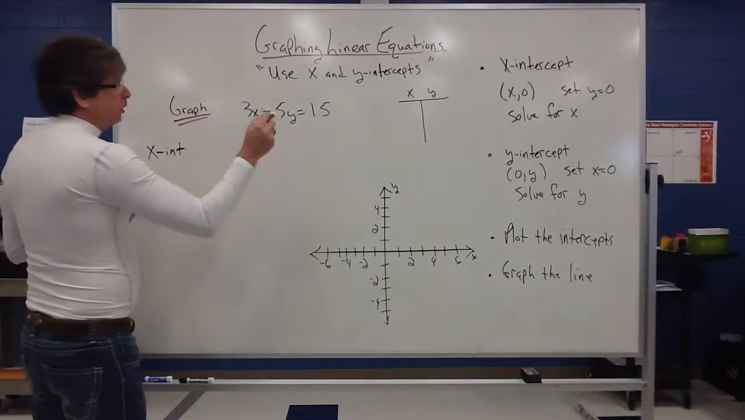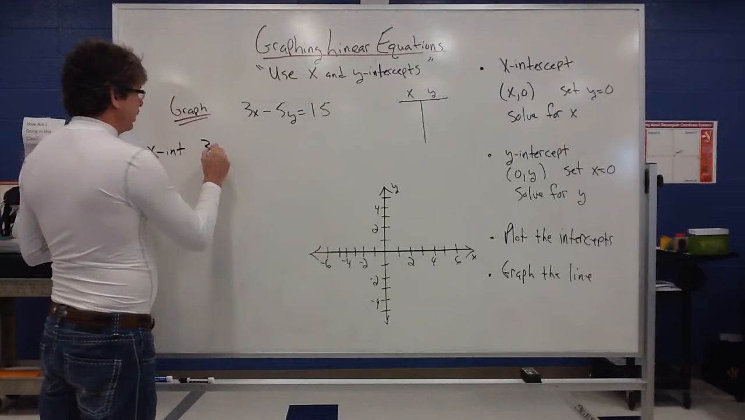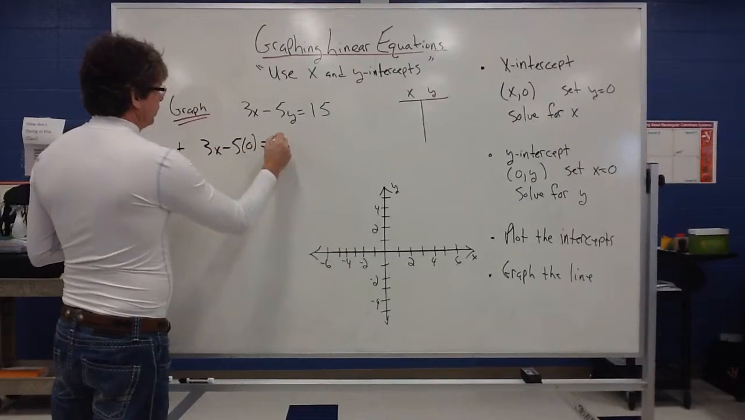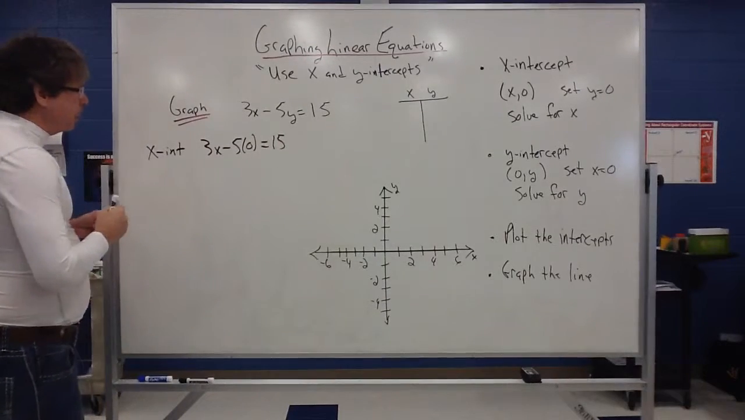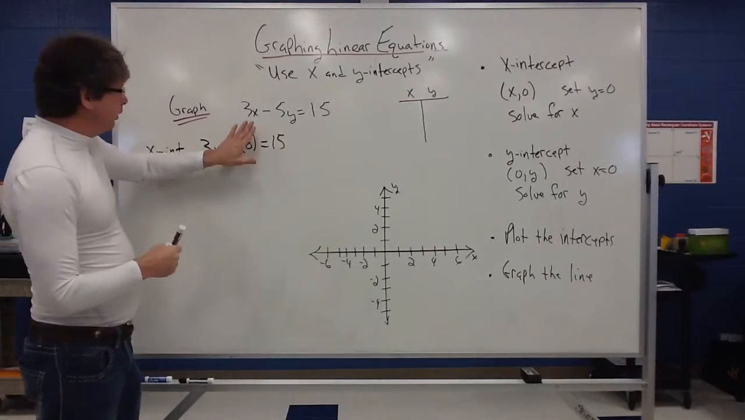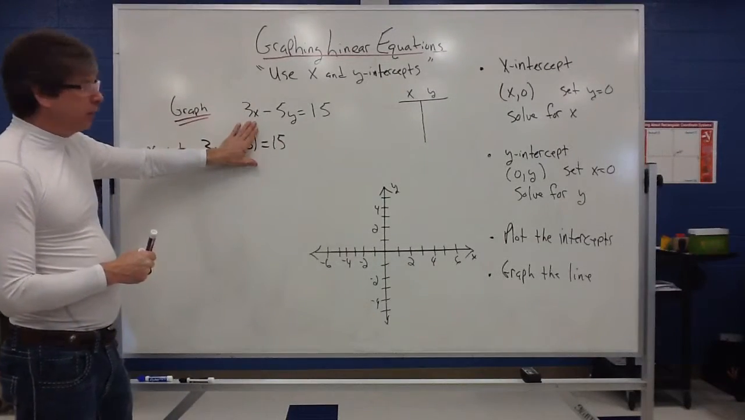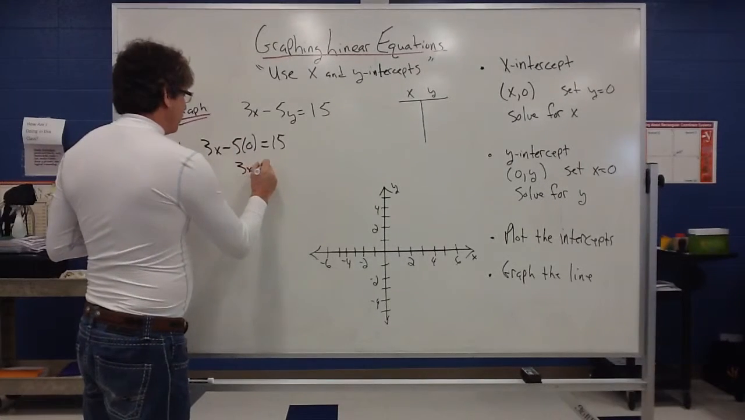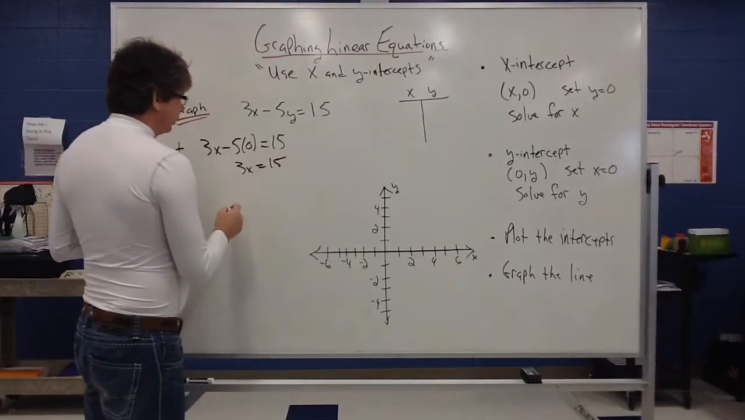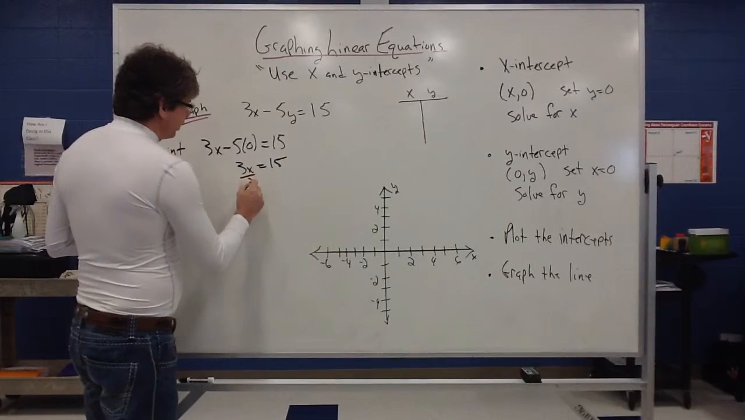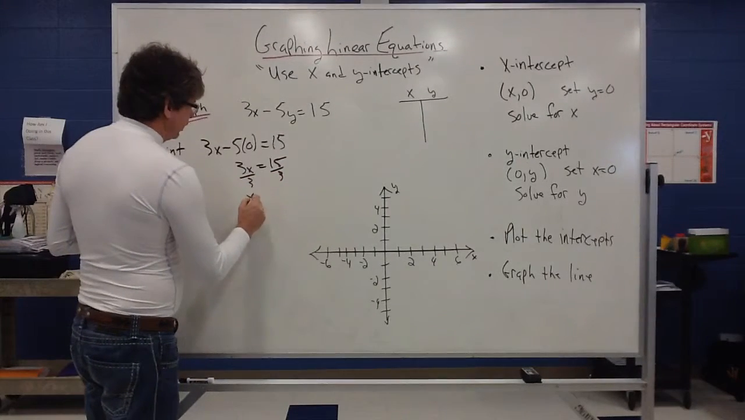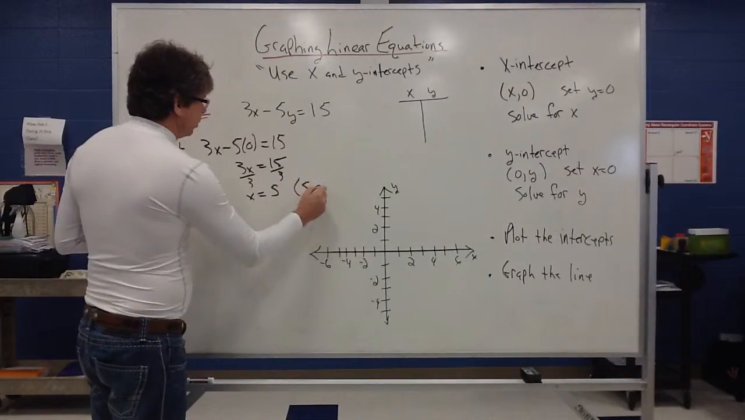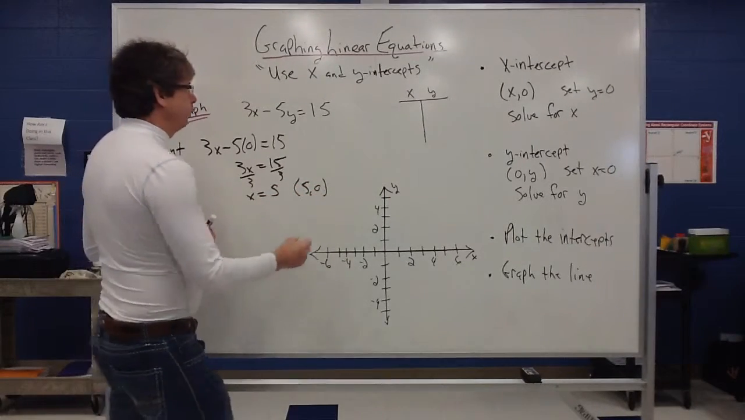We're going to set 0 in for y, so it's going to be 3x plus 5 times 0 is equal to 15. And remember, since this is 0, this term essentially just falls out of the problem. So we have just 3x equals 15. And we can divide each side by 3 if we need to, but you should be able to see that x would equal 5. So (5, 0) was our x-intercept.